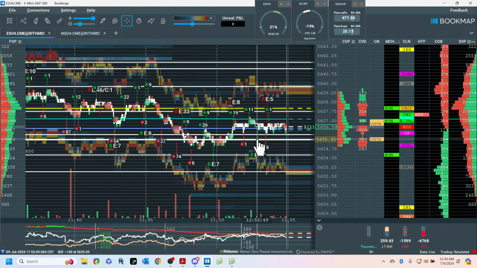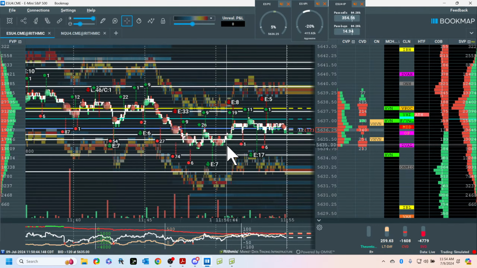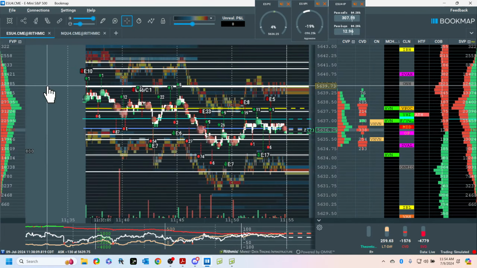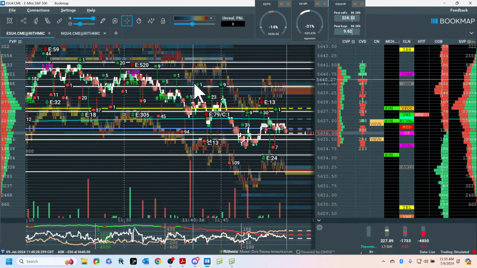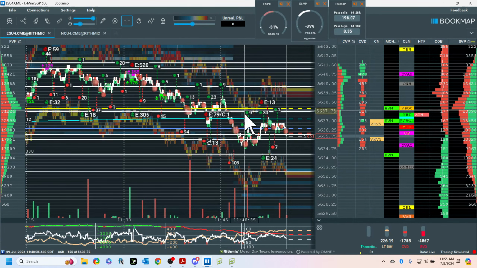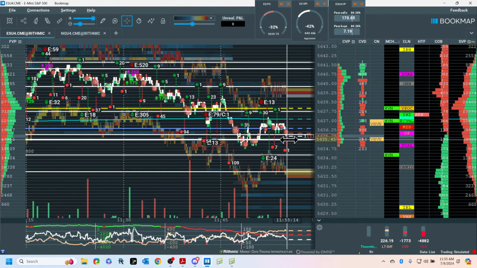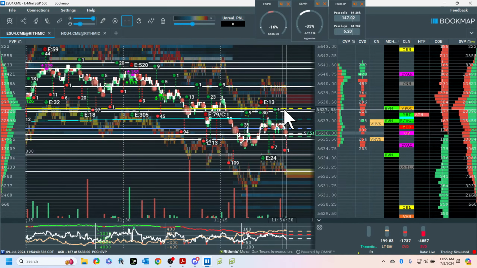So let's watch this level here. So this out here to here is the same as this back to here. So if this is too low, who knows? Then the potential is to come here.